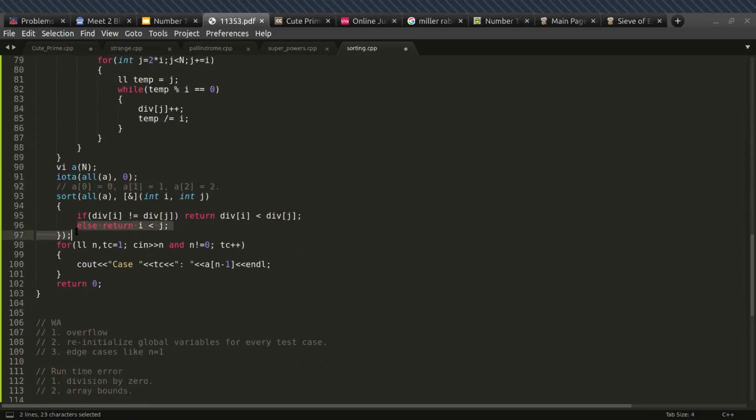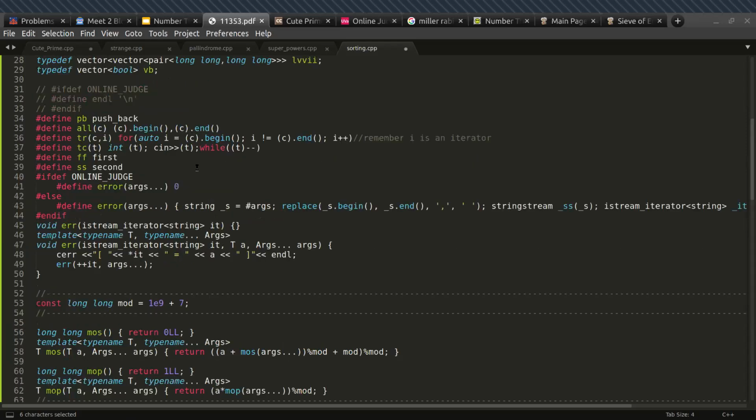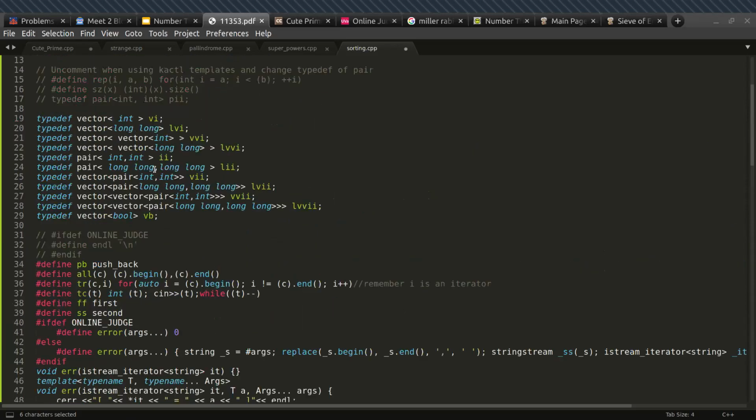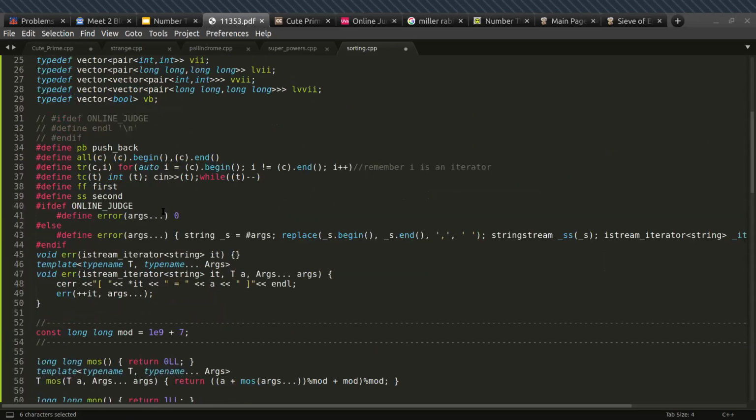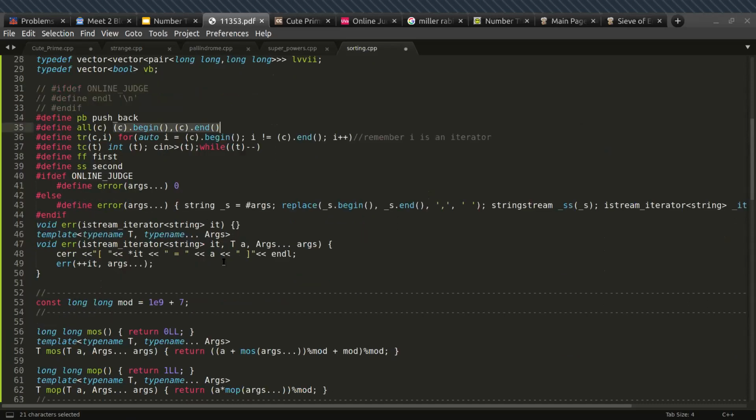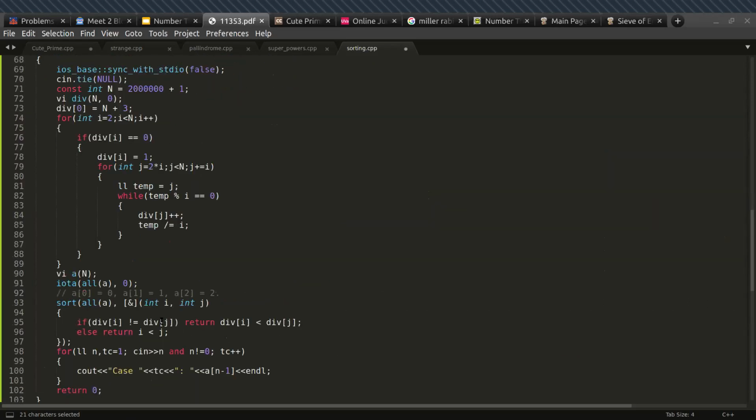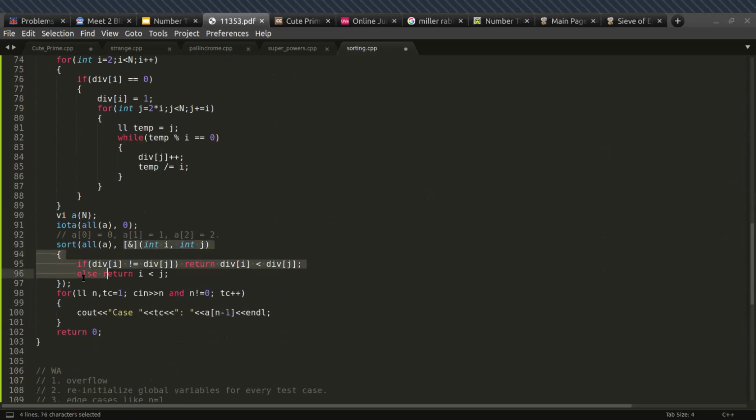I wrote a sort function. Basically I sort the array, all a's. I think you know what all a is, but I'll explain it. All a is a macro for me, which is c dot begin to c dot end, and this is a sort function. This is a lambda function in C++. You can write it this way, or you can write it like this also.